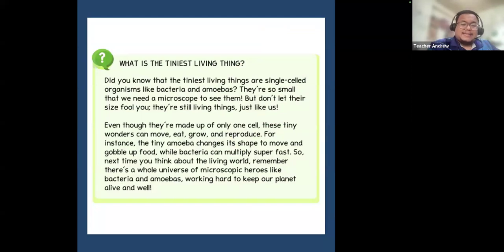What are the tiniest living things? The tiniest living things are like bacteria, single-cell organisms. They are so small that we need a microscope to see them. All right, so even though they are small, single cell, they are still living things because they can move, eat, grow, and reproduce.